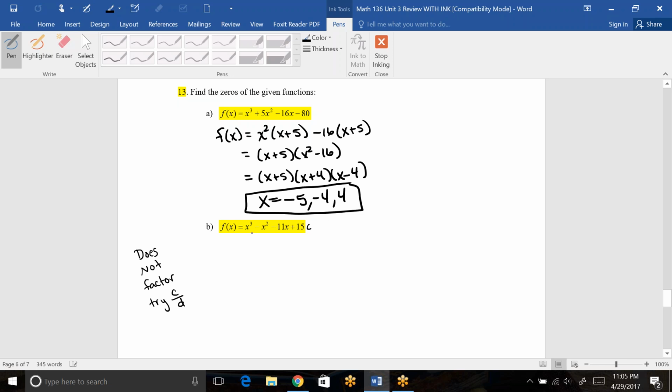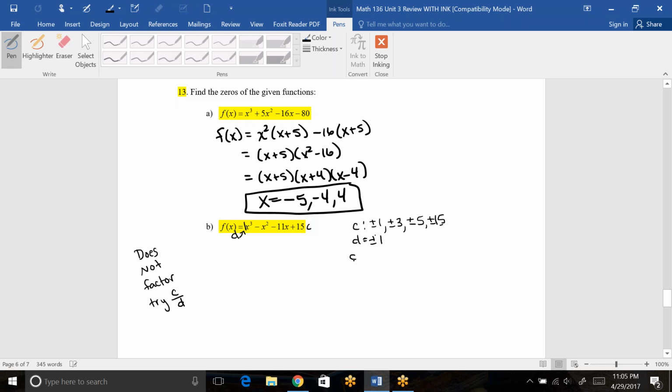C is the factors of the last term, the constant. D is the factors of the leading coefficient. So I always make my little list. So C is going to be factors of 15, so plus or minus 1, plus or minus 3, plus or minus 5, plus or minus 15. The leading coefficient is 1, so there's only one factor group, plus or minus 1.